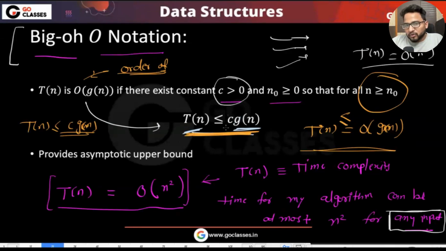This constant has to be a real number. Obviously, if it is a real function, then it has to be a real number. There is no point in complex numbers. We are in the real world. We talk about complex things when we cannot talk about the real things.